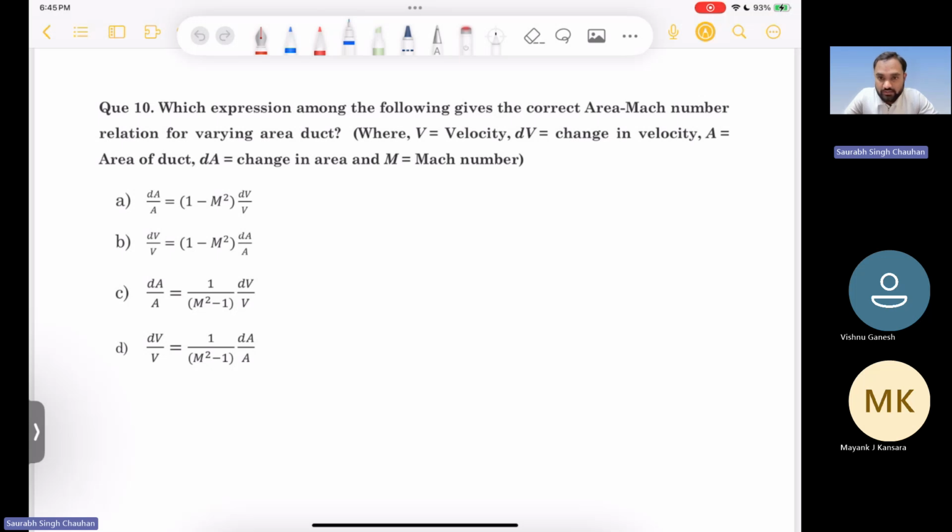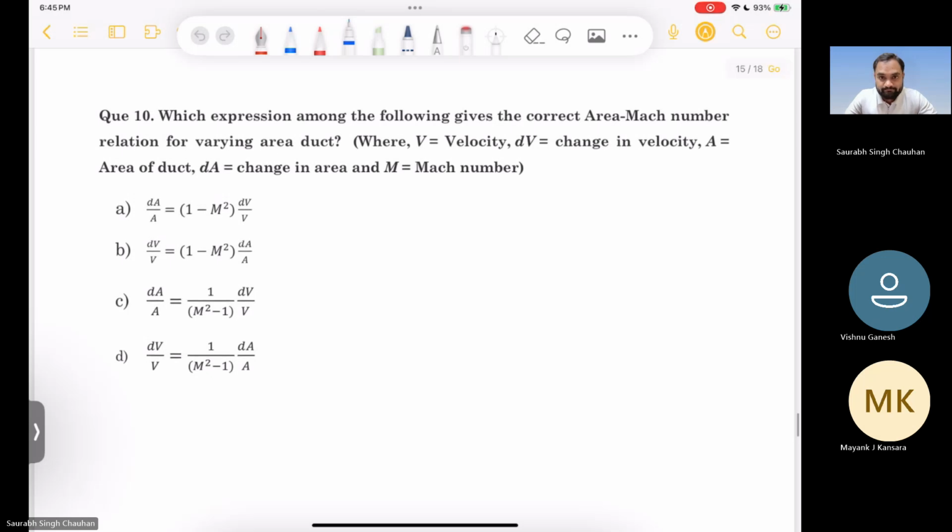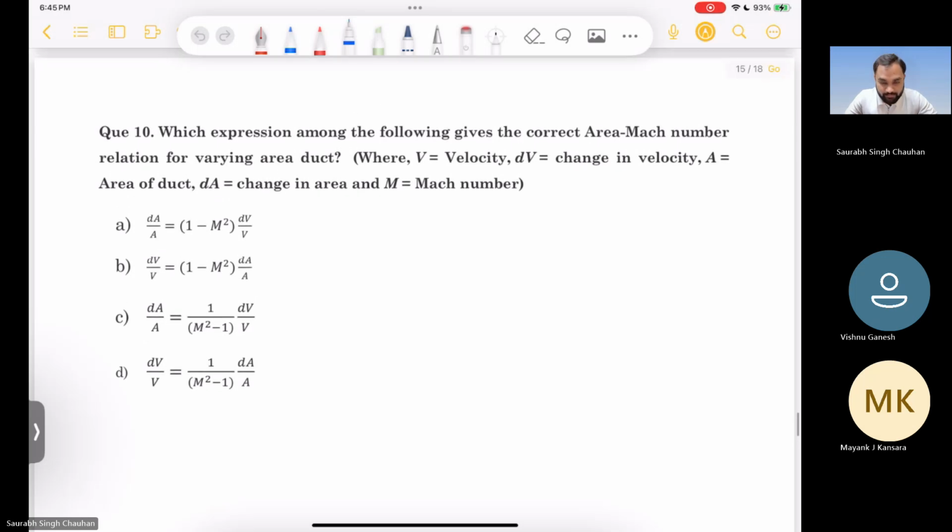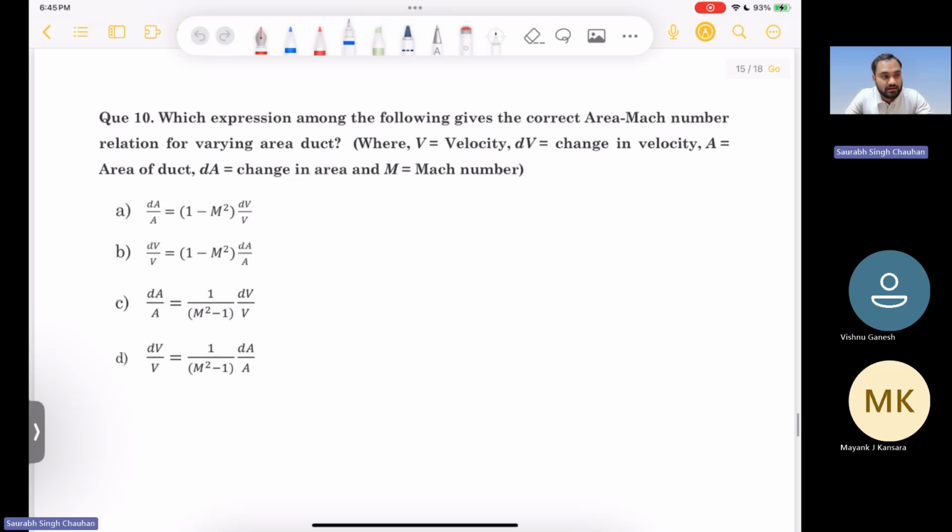Vishnu, you want to answer this? This is not a question. This is just, we have written, I think, I didn't even count how many times I have written this.